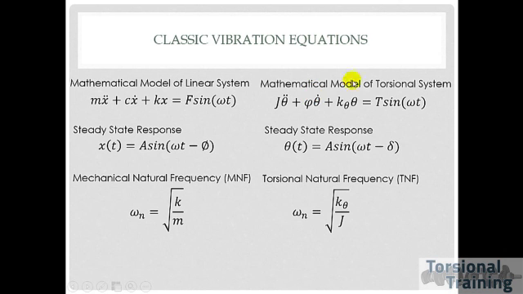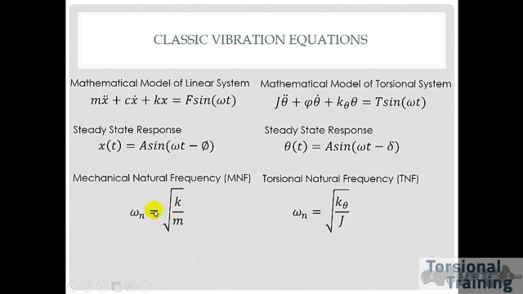So if you solve these two differential equations, your steady state response in your mathematical system, which is your x with respect to time, is in this general form. And similarly, again, your steady state response in your torsional system is in this general form. So you can see that really there is no truly mathematical difference between torsional vibration and linear vibration. What's only different is how they vibrate. You've got linear vibration, you've got angular vibration.